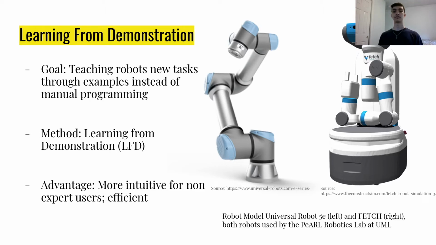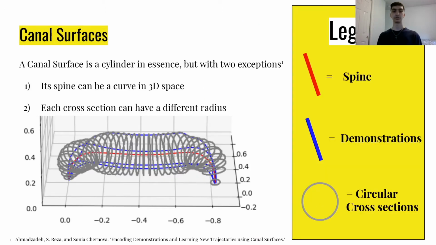Robot learning methods are often very complicated, but many LFD approaches allow us to teach the robot in ways that are intuitive to non-experts. Many LFD approaches implement robot learning with geometric representations. For our approach, we use canal surfaces.